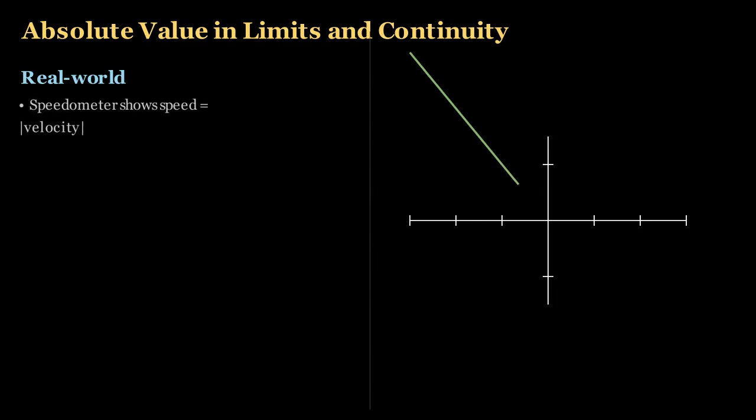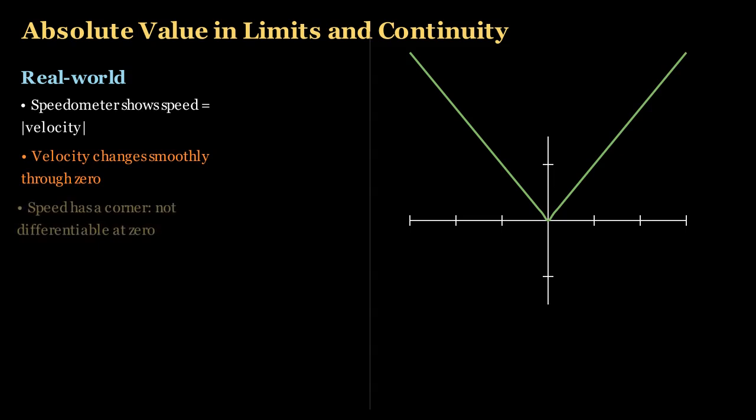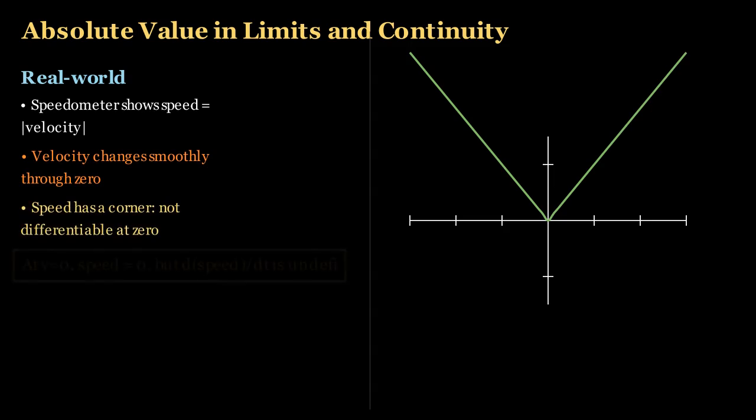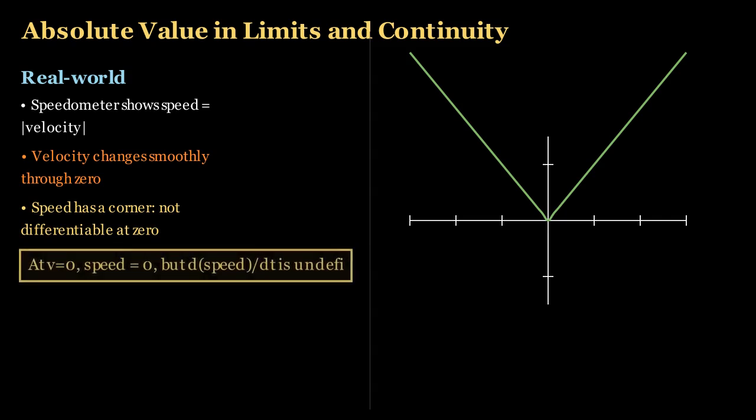This shows why continuity and differentiability are different ideas. A function can be perfectly continuous, like your speed, yet have a corner where the derivative breaks. So the whole idea is, absolute value creates a precise distance-based neighborhood for limits, and its own graph perfectly illustrates the difference between continuity and differentiability.